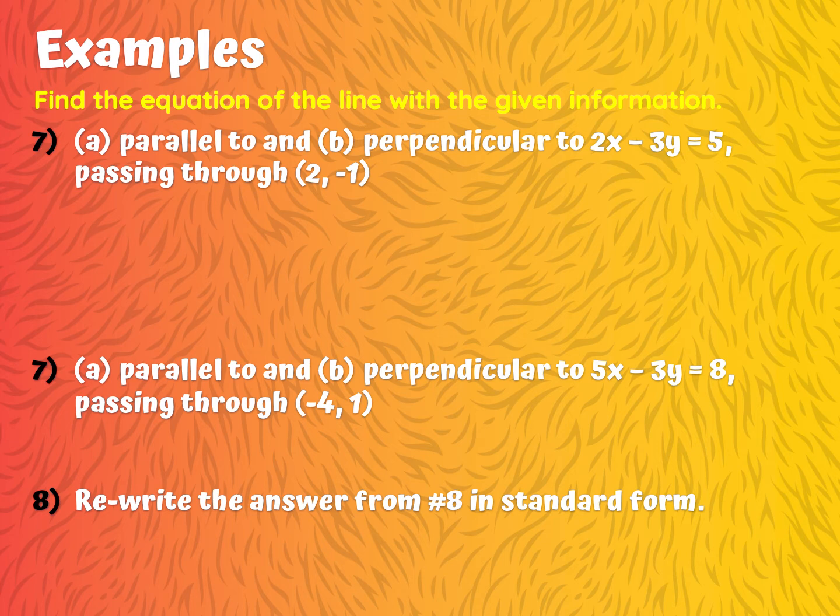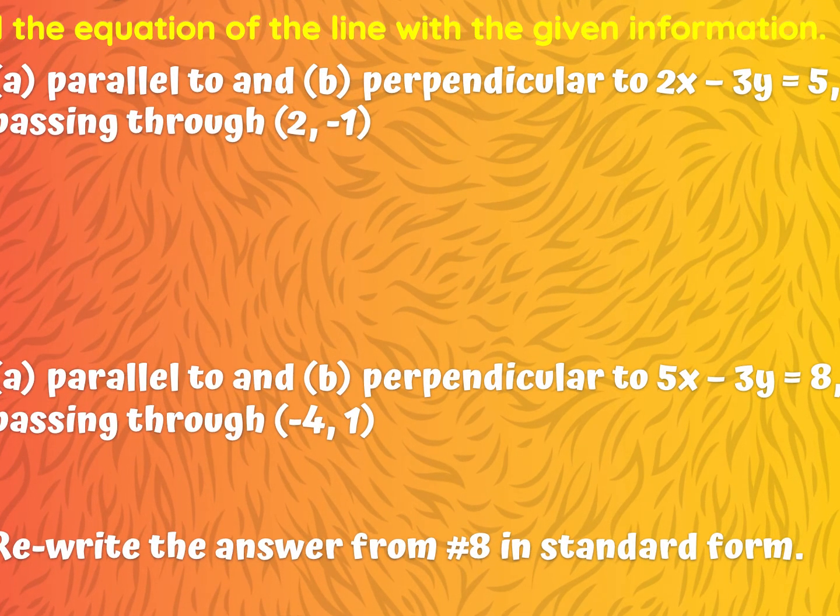Find the equation of a line with the given information. 7, the first 7, because there's 2. The first 7 says find the line, A parallel to and B perpendicular to 2x minus 3y equals 5, that passes through 2, -1. So there's actually 2 questions in this one. A, where they're parallel, and B, where they're perpendicular.